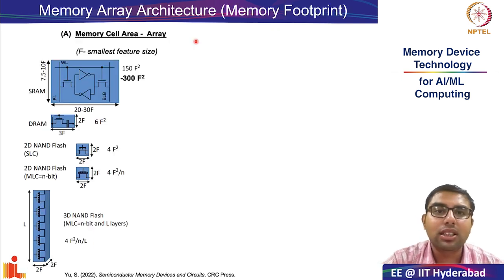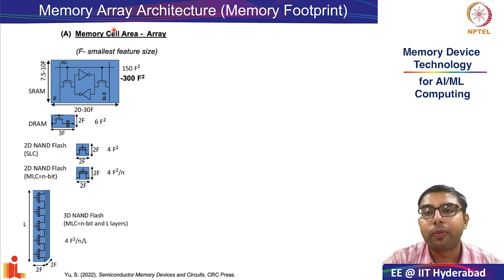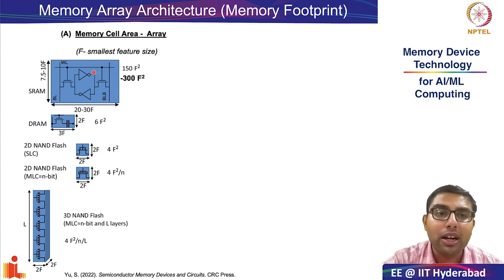To understand that, we have to see what the memory footprint is for two elements. It will be due to the array, and what will govern the memory footprint of the array will be the individual cell area or the cell size of an individual bit. This, when implemented at array scale, will determine the size of the array for a particular capacity.